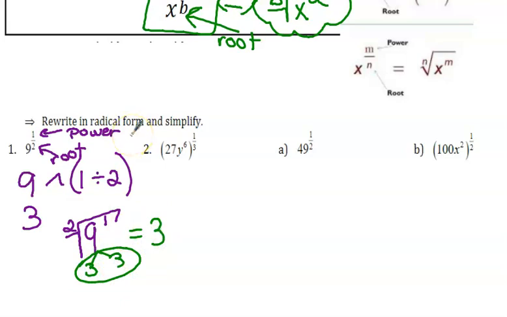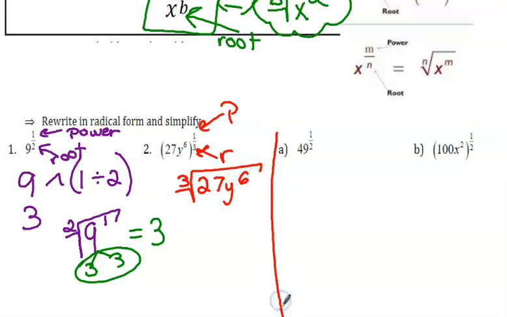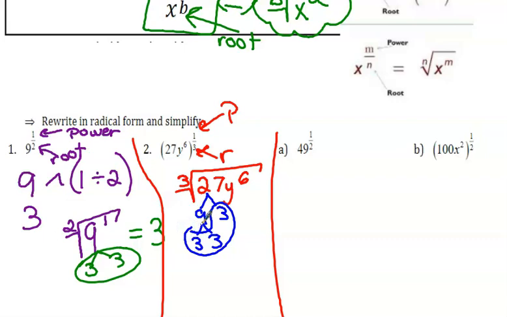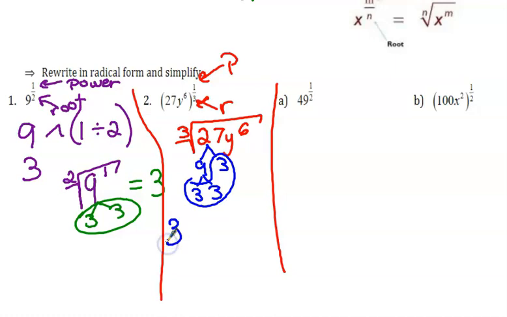So I have 27y to the 6 to the 1/3 power. Again, this is the power, this is the root. So I'm going to make this the cube root of 27y to the 6th. Now let's see if I can break this apart and simplify. 27 is 9 and 3, and then what goes into 9? 3 and 3. So now I have a group of 3s. I call it 3 peas in a pod. So I can take that out and make it 3.